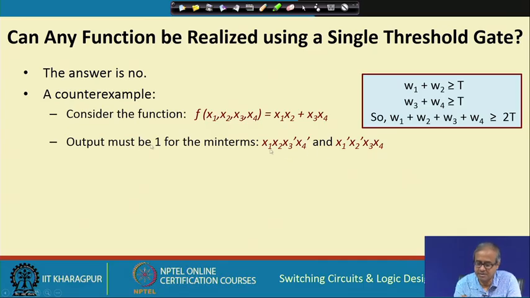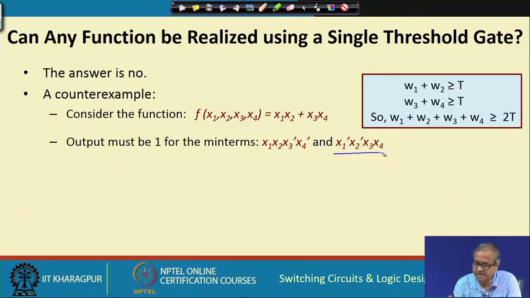So, what does this mean? Just in terms of the weighted sum, it will be x1W1 plus x2W2, because these two are 0, they will not come, and because x1 x2 are 1 and 1, it will be only W1 plus W2. Now, in order for the output to be 1, this must be greater than or equal to the threshold.